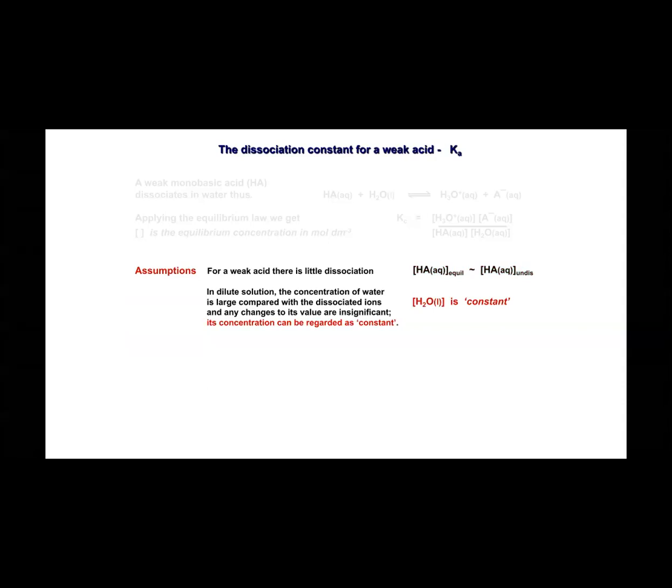In dilute solution, the concentration of water, and here we have taken a weak acid in aqueous media. Aqueous is nothing but water only, right? So it becomes a dilute solution. So the concentration of water is large compared with the undissociated ions, right? Why? Because there is little dissociation. So the concentration of water is large, and hence it is considered a constant only, right? H2O is treated as a constant term.